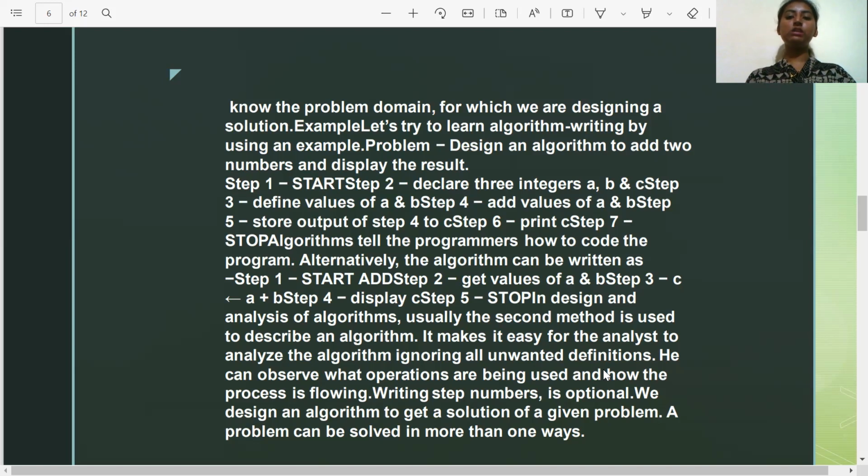It makes it easy for the analyst to analyze an algorithm ignoring all unwanted definitions. He can observe what operations are being used and how the process is flowing. Writing step numbers is optional. We design an algorithm to get a solution of a given problem. A problem can be solved in more than one way.